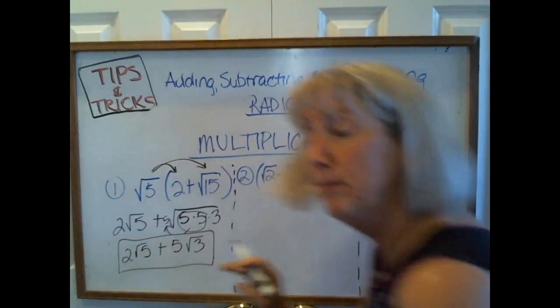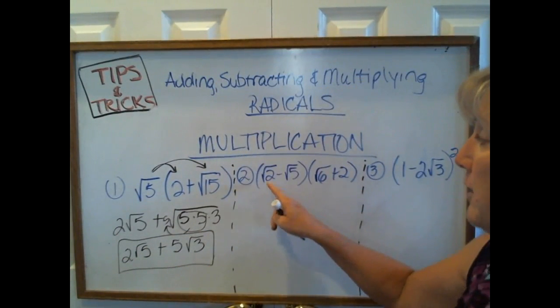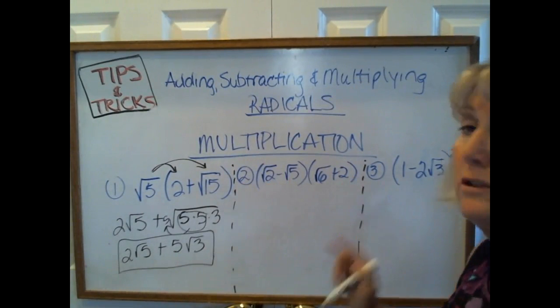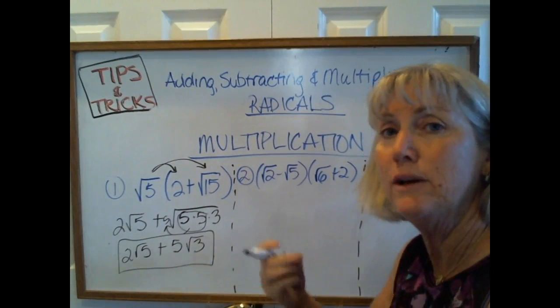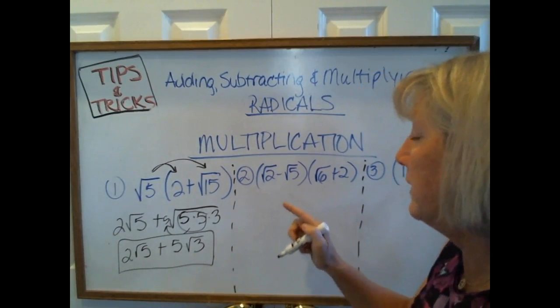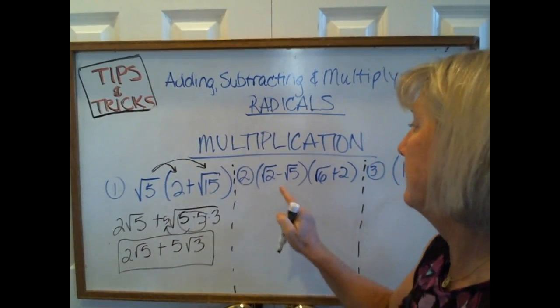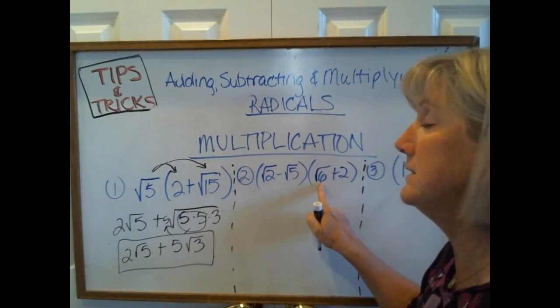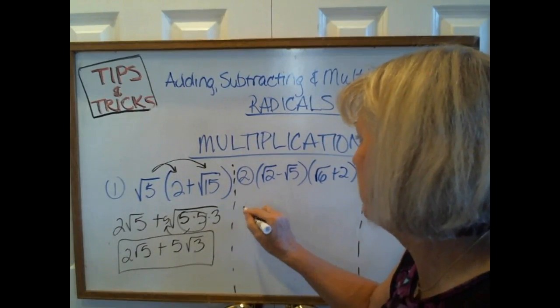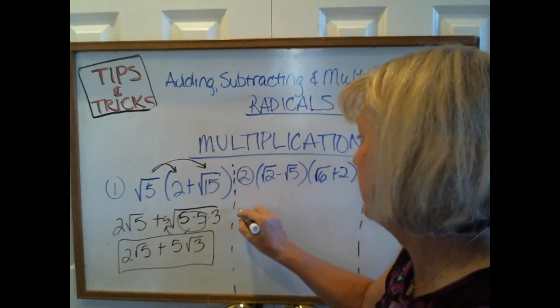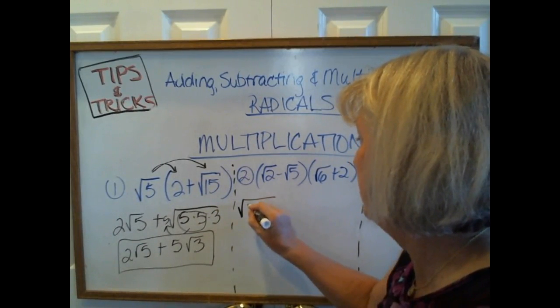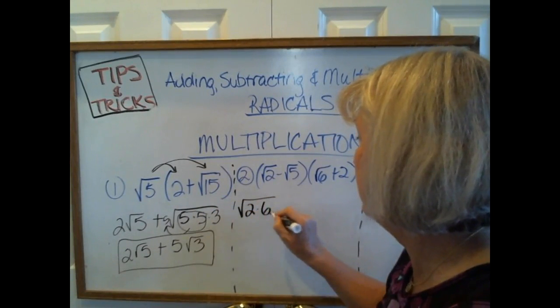This one is a little bit more complicated because now we have 2 terms and 2 terms, and what we have to do is FOIL. So FOIL is first, outside, inside, last. So the first is root 2 times root 6. I'm just going to write that under one radical because they're the same kind of radical. So root 2 times 6.